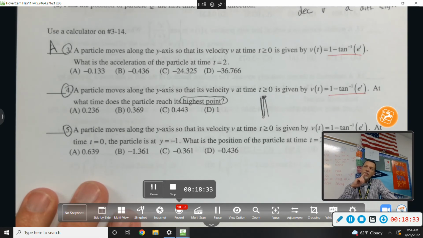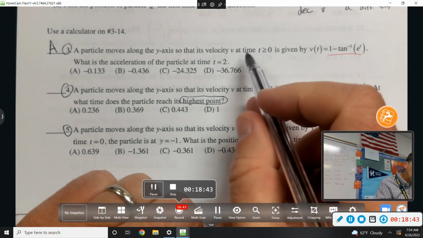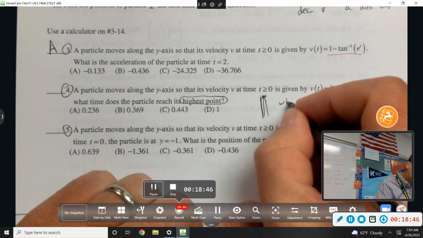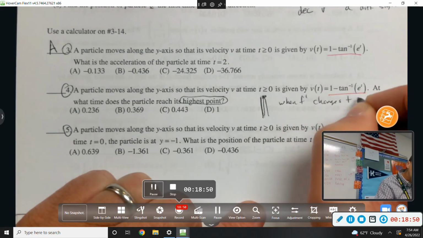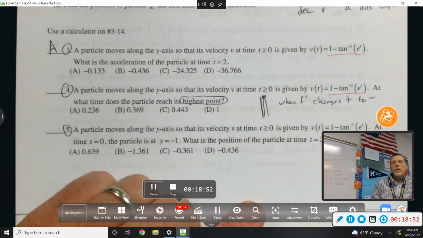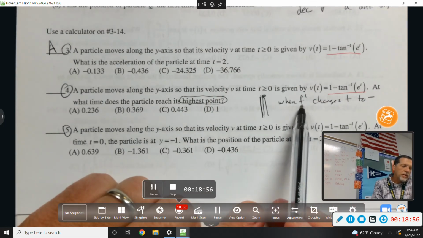When what changes? Okay, when you say f prime, I like that answer, when f prime changes. But to be even more precise, when f prime changes from positive to negative. But in the context of this problem, what's f prime?